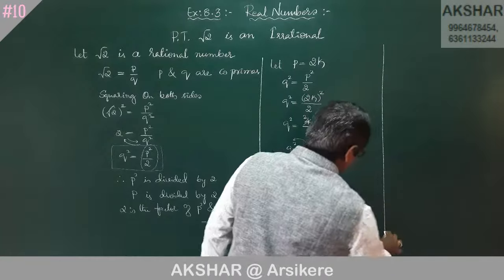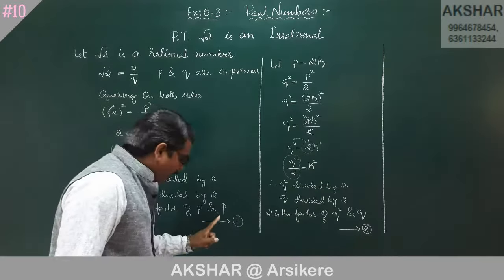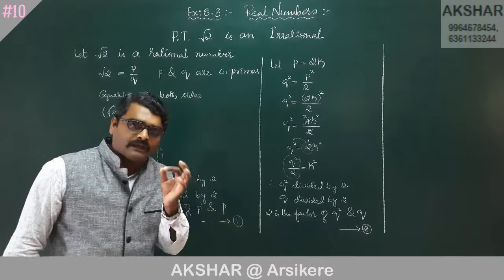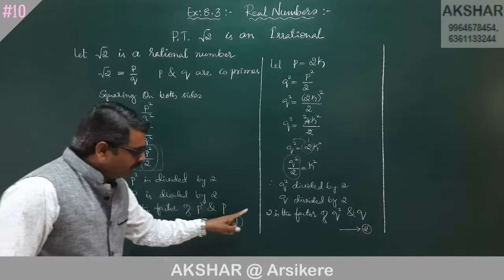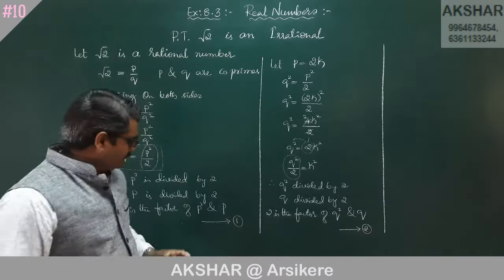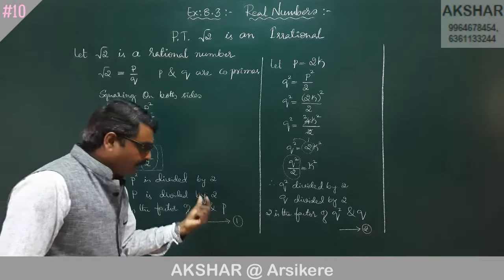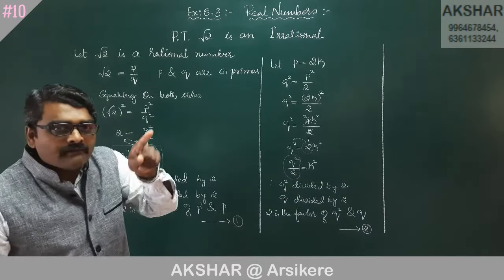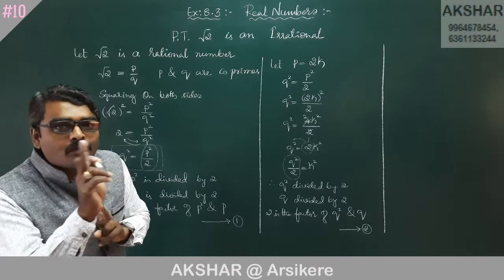Now observe here. Consider it as equation 2. From equation 1 and 2, observe carefully, my dear children. 2 is the factor of P square and P. 2 is the factor of Q square and Q. It means 2 is the factor of P square and Q square both, P and Q both. Then P and Q are having the common factor 2, then they are not co-primes.